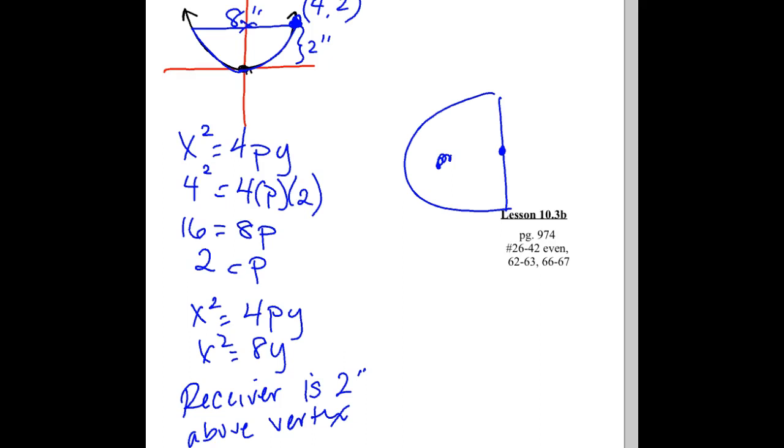All right. You guys are going to do 26 to 42 evens and then 62, 63, 66, and 67.